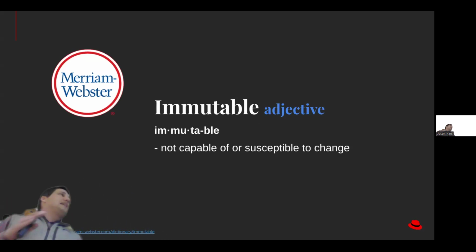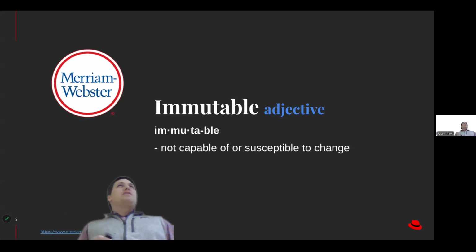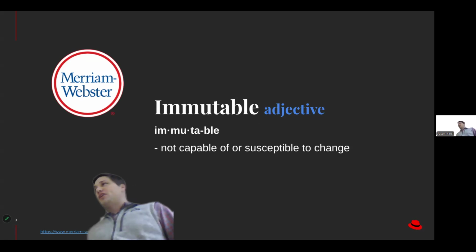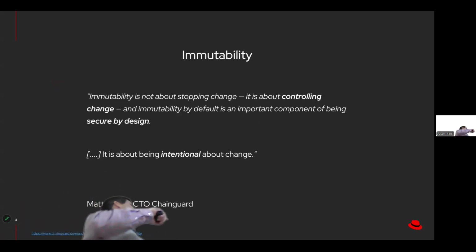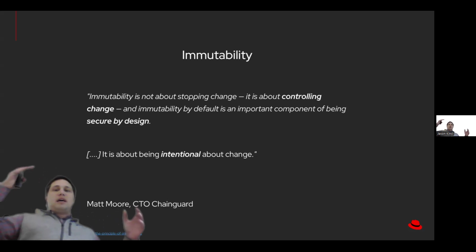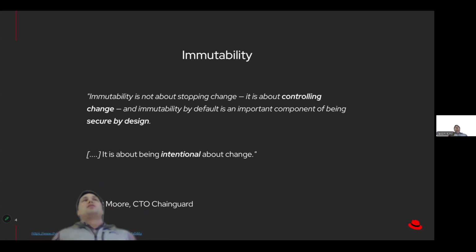Immutable means not capable or susceptible of change. That's Merriam-Webster. That's not exactly what we want for our operating system. We don't want it to never change. We want it to change sometimes, but only when we want it to change. The CTO of ChainGuard, Matt Moore, has a quote about immutability not being about stopping change. It's about controlling and being intentional about the change that you're trying to make. Immutability is a property that we can leverage so that we can control how change happens on the system, and that's what we're looking at here with immutable systems.